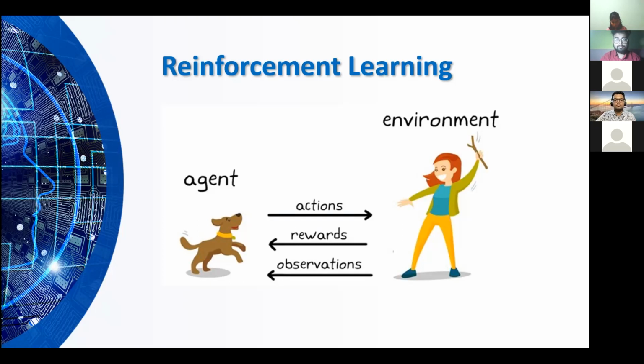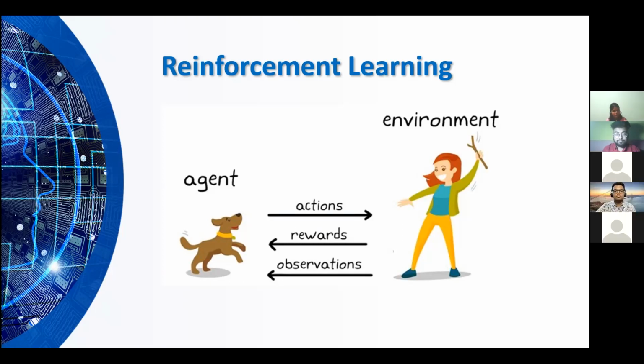For instance, when you train a dog, if the dog does some actions and you give the dog a reward, then it will learn that, okay, these are the actions where I get the reward, and these are the actions where I don't get the reward. So based on these actions, rewards, and observations, the system learns something, and this kind of learning process is basically reinforcement learning.